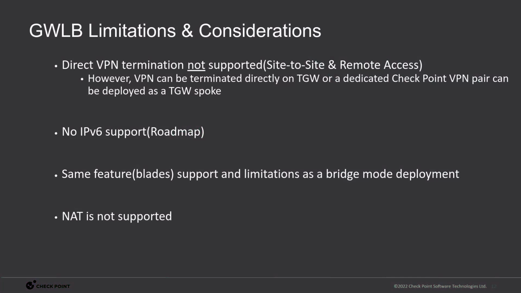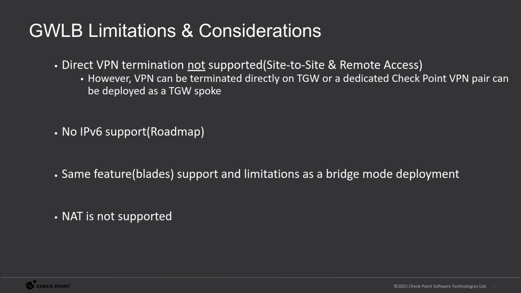All right, so limitations really quickly. I know we're getting short on time. We're already actually at the hour. I mentioned earlier, direct VPN terminations not supported, but you can definitely terminate VPN directly on the transit gateway, or build a dedicated VPN pair of Checkpoints that are hanging off of the transit gateway as a spoke, kind of like the SD-WAN example earlier on.